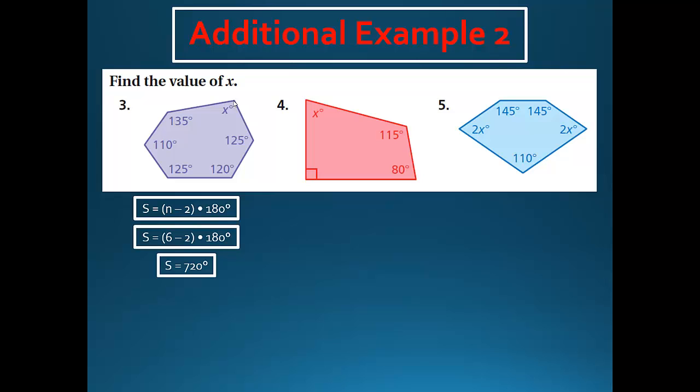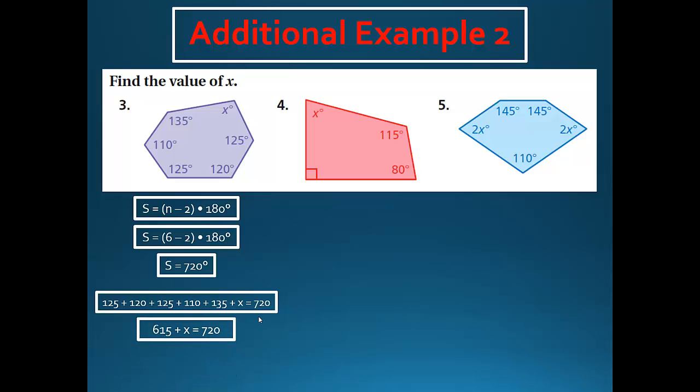Now we can write our equation to solve for x. So we're going to have 125 plus 120 plus 125 plus 110 plus 135 plus x equals 720. Now we have 615 plus x equals 720, and we would get 615 by adding 125 plus 120 plus 125 plus 110 plus 135. Now when we solve our equation, we're going to get that x equals 105 degrees.